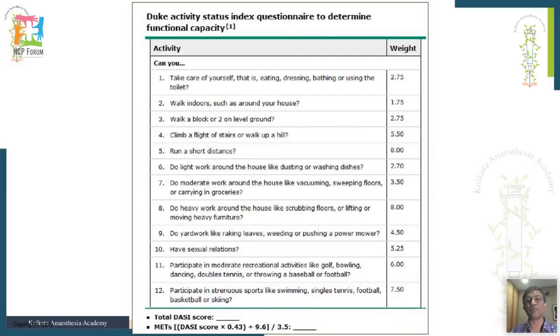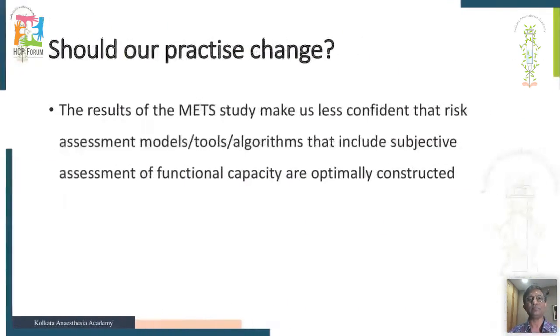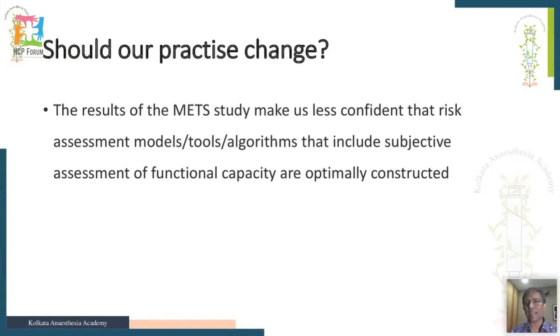And based upon this, if you get a total cumulative score of above 34, then you say that this person possibly has a much higher chance of doing well. So that 4 METs possibly needs to be replaced with this more elaborate but possibly more accurate DASI score. So maybe it calls for a change in how we evaluate patients preoperatively. Maybe the next ACC AHA guideline could change based on this.